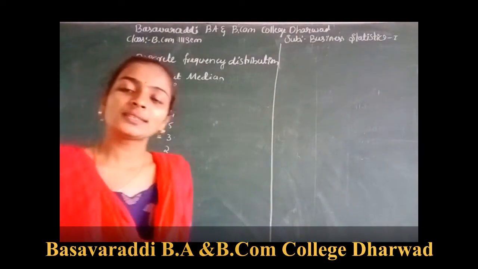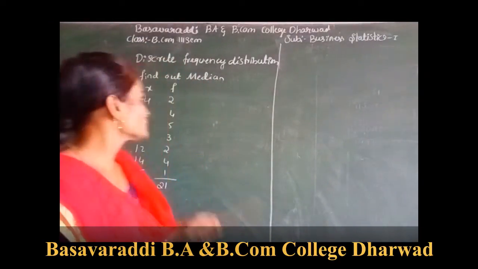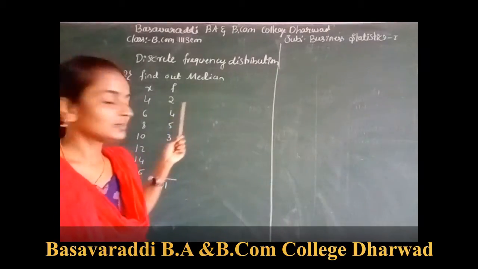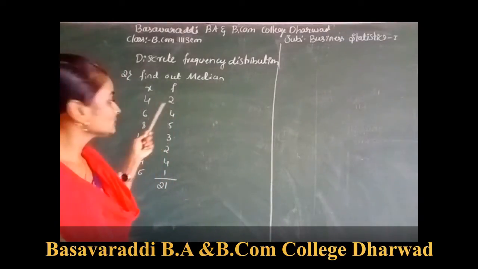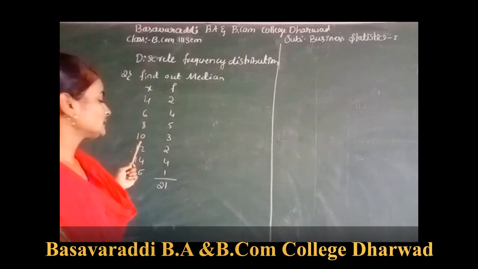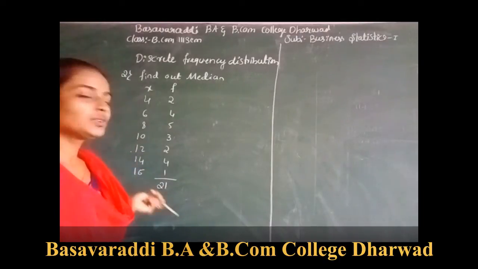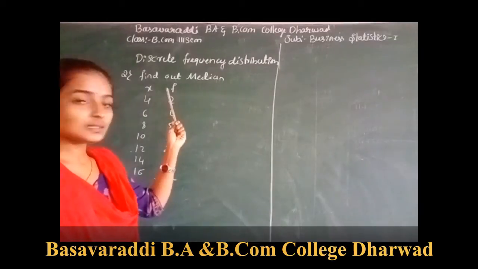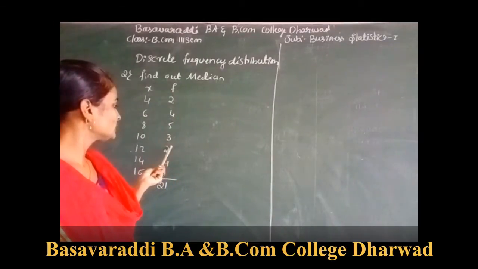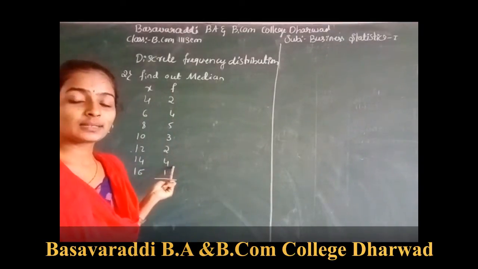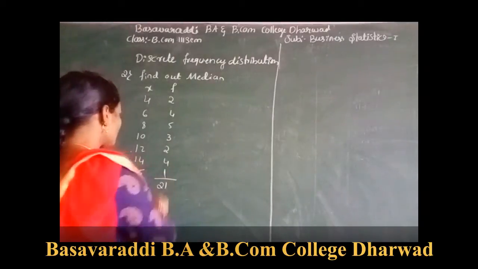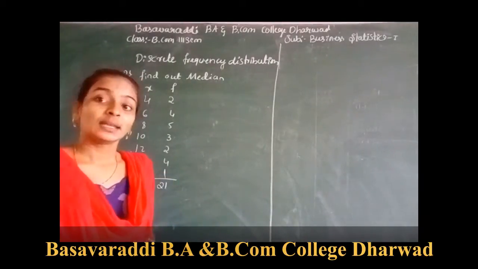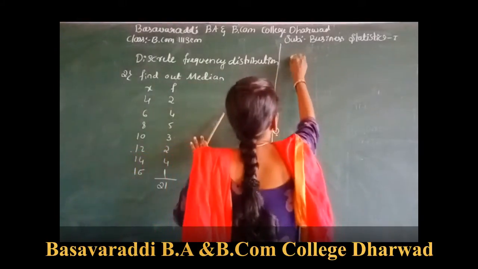Another problem based on discrete frequency distribution. Find out median. X and F values are given. X: 4, 6, 8, 11, 12, 14 and the last one is 16. Frequencies: 2, 4, 5, 3, 2, 4 and the last one is 1. Total is 21. Let us solve the problem.